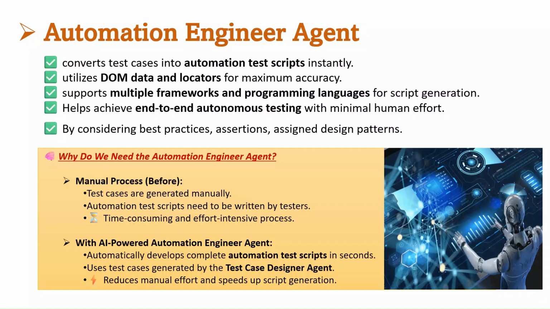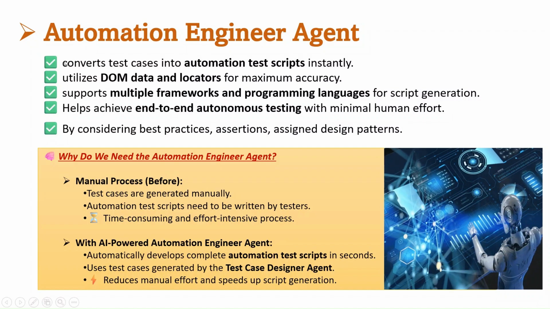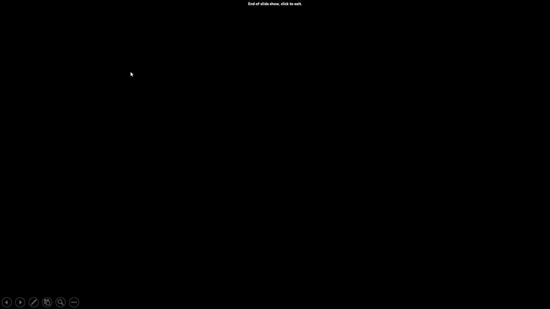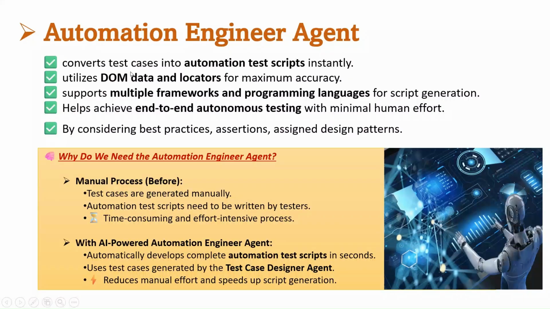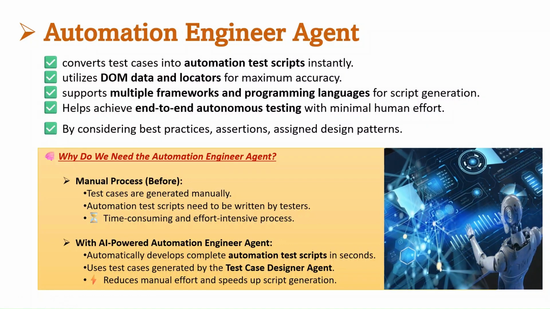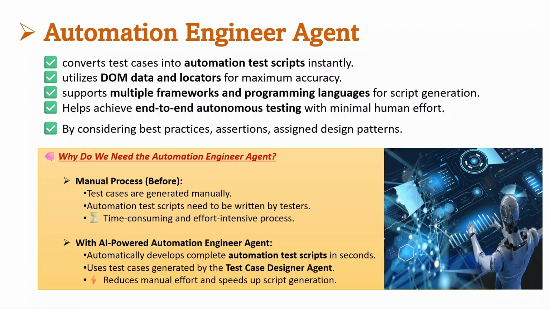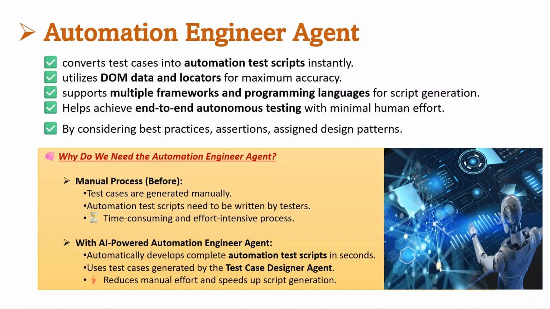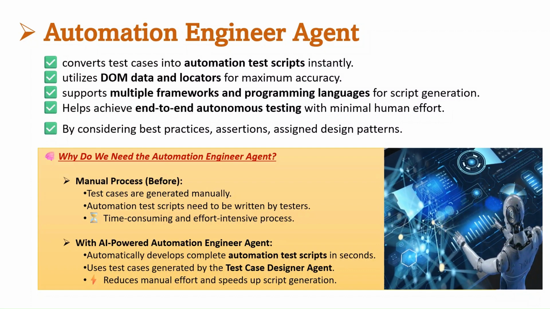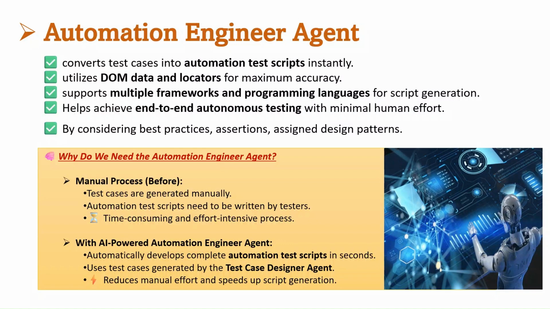Let's quickly take a look at the features of our automation engineer agent. It converts the test cases into automation test scripts instantly. Also, it uses DOM data and the locators for maximum accuracy. It also supports multiple frameworks and programming languages for script generation, and most importantly, it helps to achieve end-to-end autonomous testing with minimum human effort.